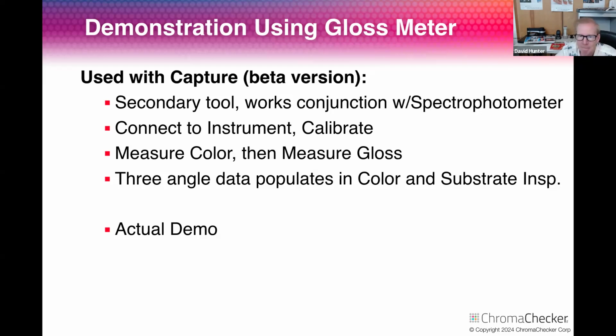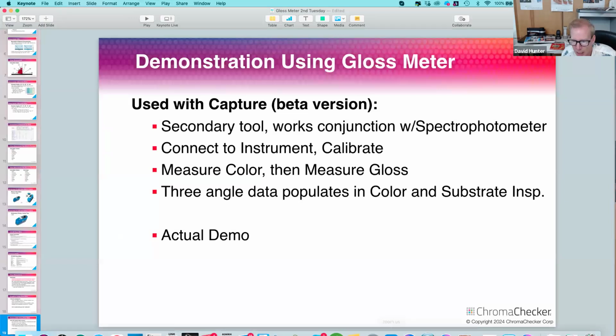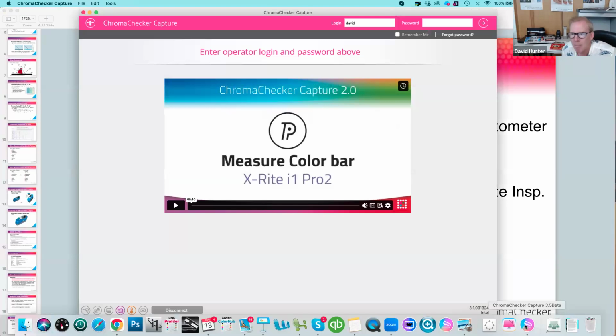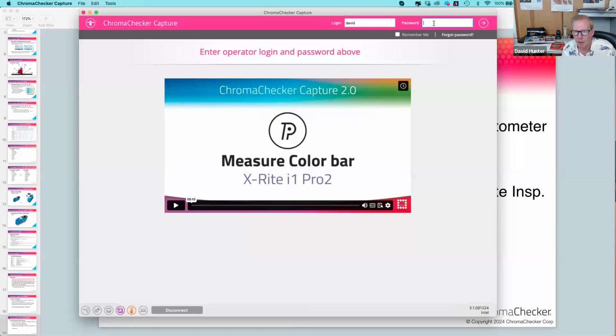So with that, let's go ahead and exit my presentation, and I'm going to go into ChromaChecker Capture. Now, since I don't think any of you have a gloss meter yet, this is using a beta version of Capture. So your existing version of Capture will not support this today, but once you get the gloss meter, we can make the beta available to you so you can see exactly how it works.